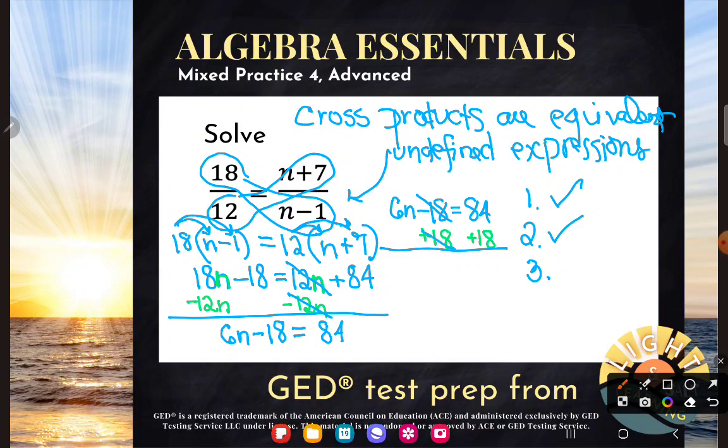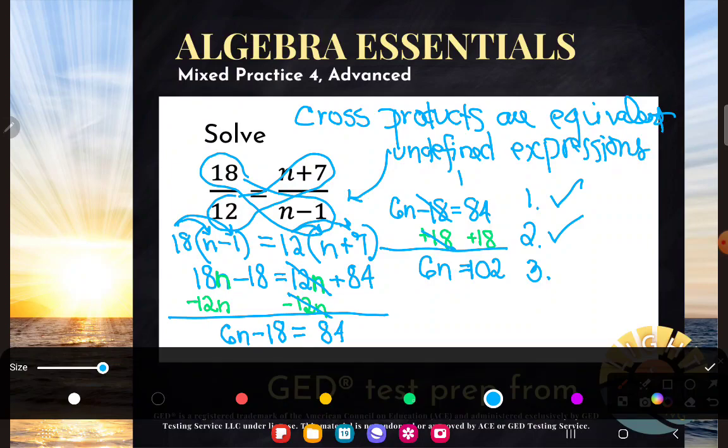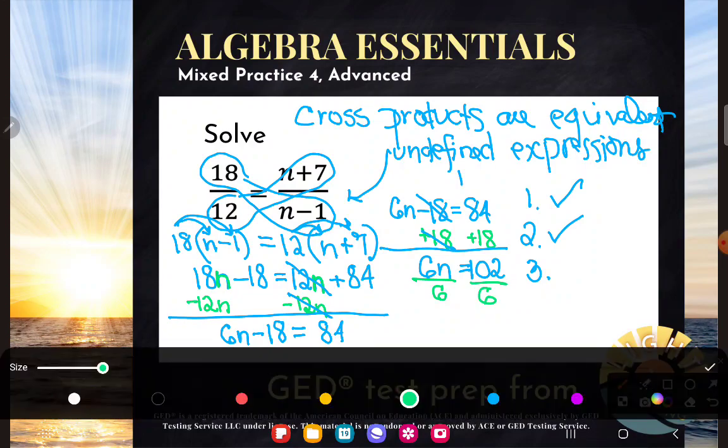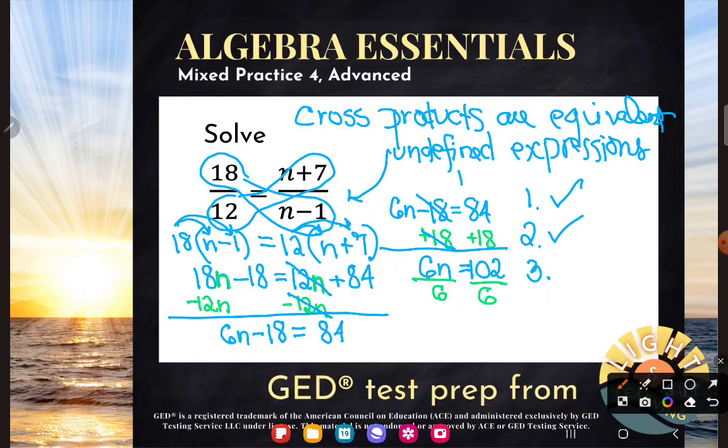Subtracting 18 and adding 18 are opposites, they cancel. All I have left on the left-hand side is 6n. And let's see, 84 plus 18, 4 plus 8 is 12, 102. Wonderful. Not quite alone yet. I still have the 6 to get rid of. It's multiplying, so I'll divide. I keep my balance on both sides. Multiplying by 6 and dividing by 6 are opposites. They cancel. N is alone, just like I wanted.